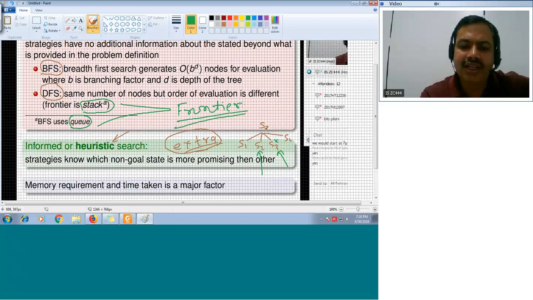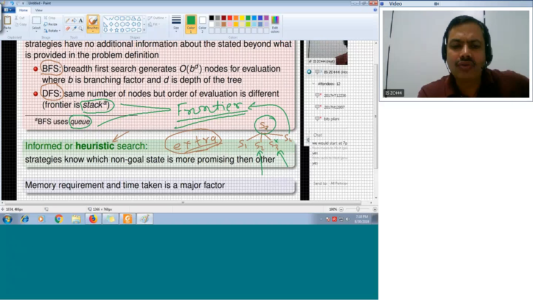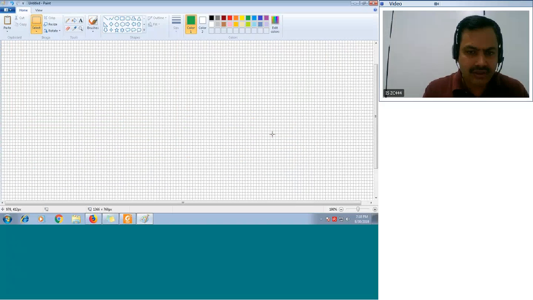So we say that whenever I am in this state, I explore all other states and put all those new states into the frontier, and then I take a new item from the frontier and perform the operations again. And what is the typical operation?